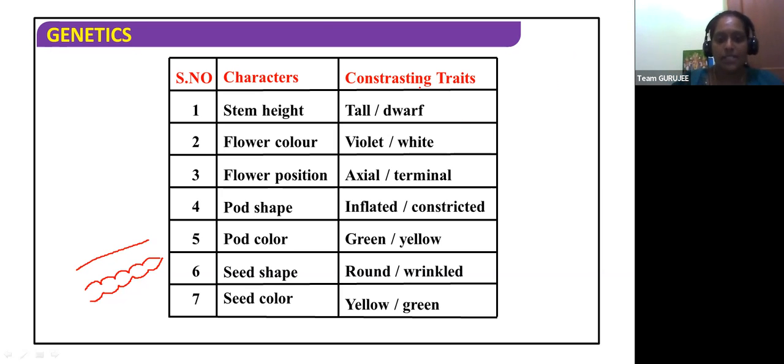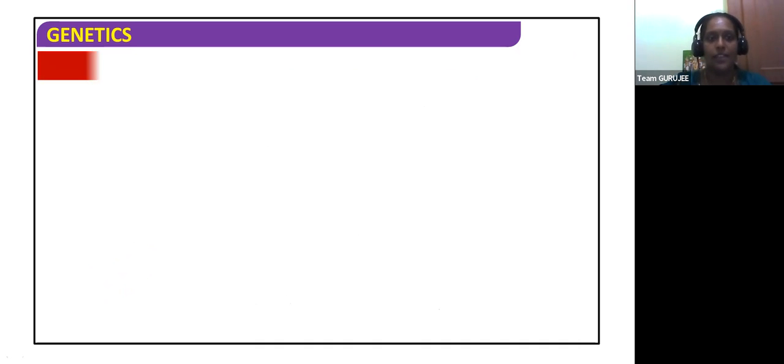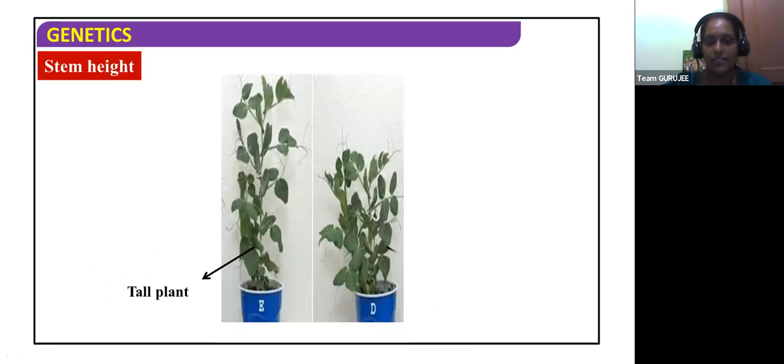So the seed shape is round or wrinkled. You can see the wrinkled even now. The seed color is yellow or green. So pod color and seed color are both there. It doesn't always mean the yellow pod gives a yellow seed. Okay, we'll talk about it.